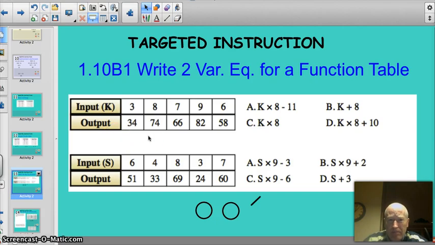Go ahead and pause it. All right, well, we're going from 3 to 34, 8 to 74. These are pretty big numbers. Let's say that you're totally stumped and you can't figure it out. Well, then you can start going through and looking at the answers.